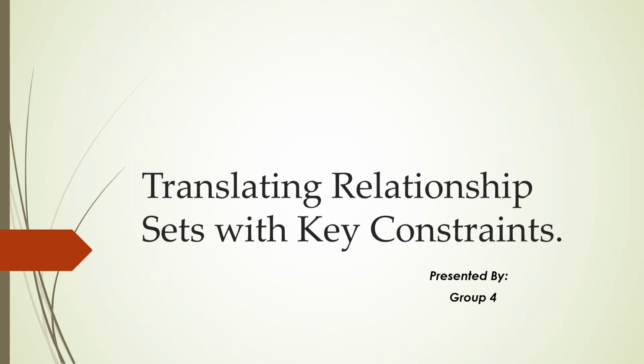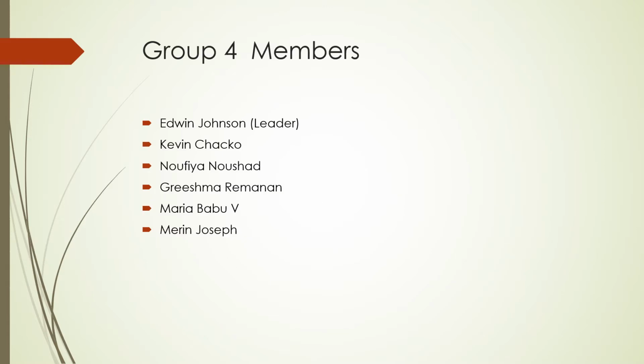Today we are going to discuss translating relationship sets with key constraints. This is being submitted by Group 4. The members of Group 4 are Edwin Johnson, Kevin Chako, Naufia Naushad, Grishma Ramanan, Maria Babu, and Mary Joseph.